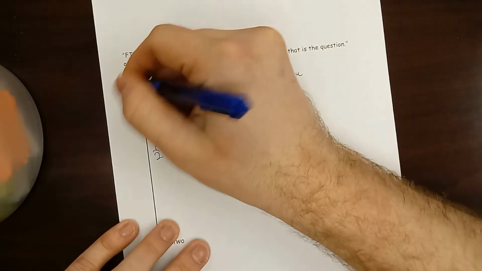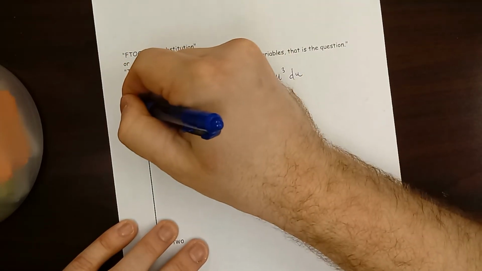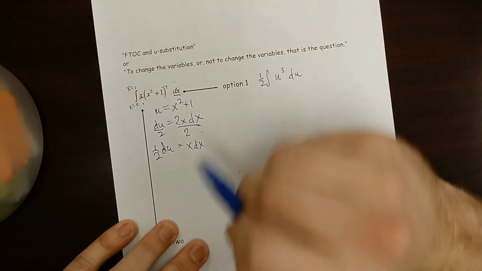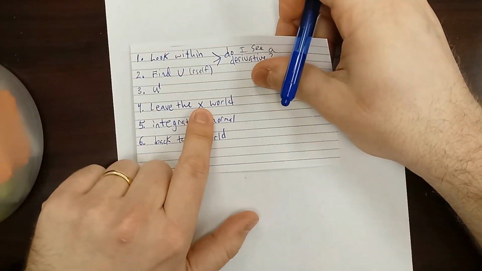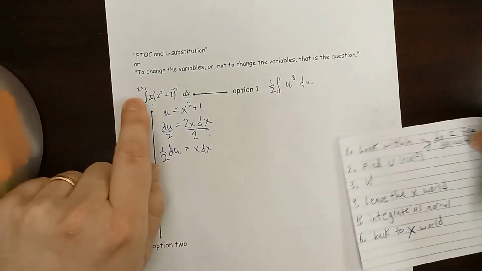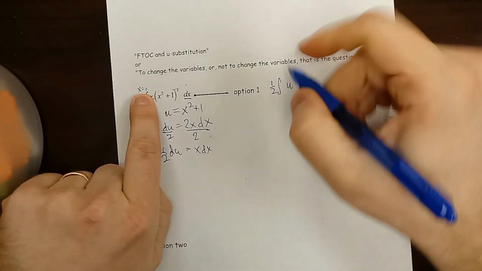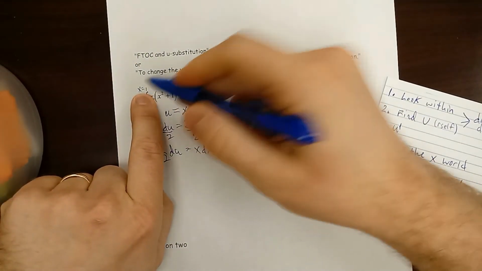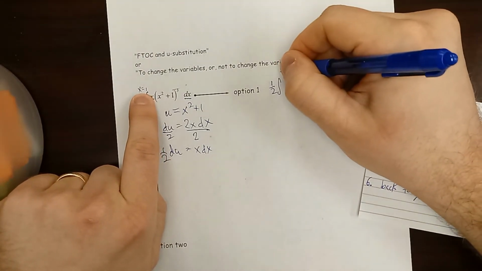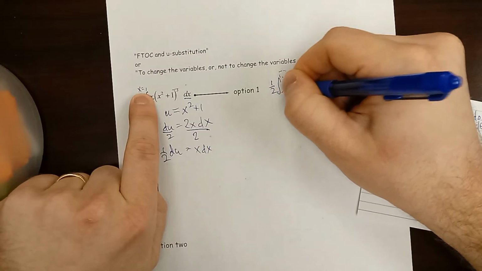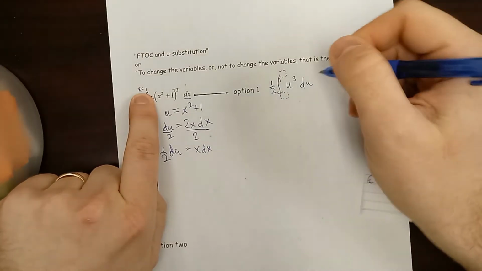Now look at my bounds. My bounds are when x is equal to 1 and x is equal to 0. But if you remember, I'm supposed to leave the x world completely. So if x is equal to 1, I need to figure out how x is equal to 1 is going to carry over into the u world. And so I actually have to solve for these new bounds.